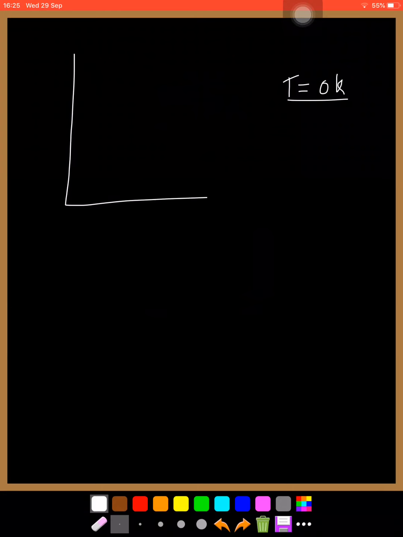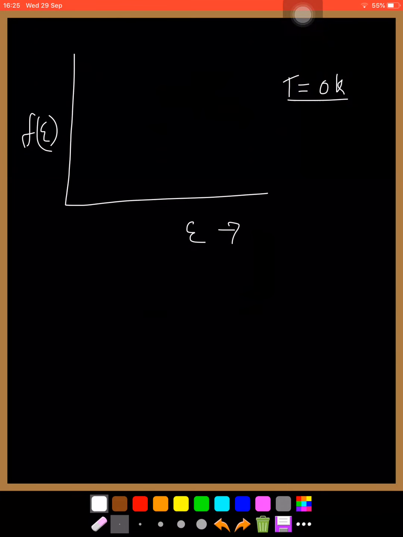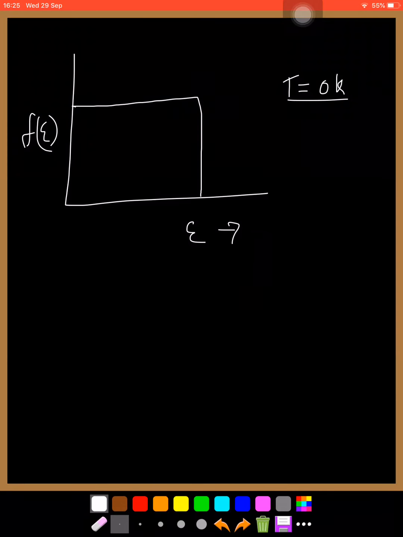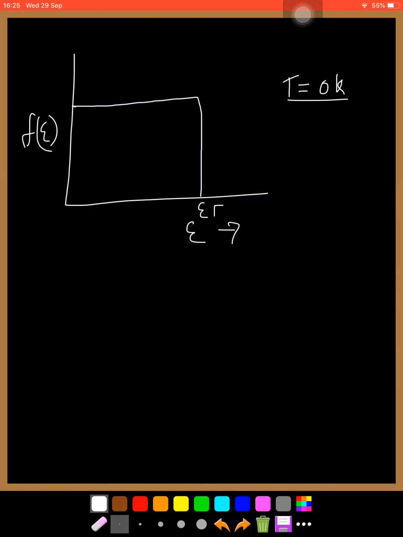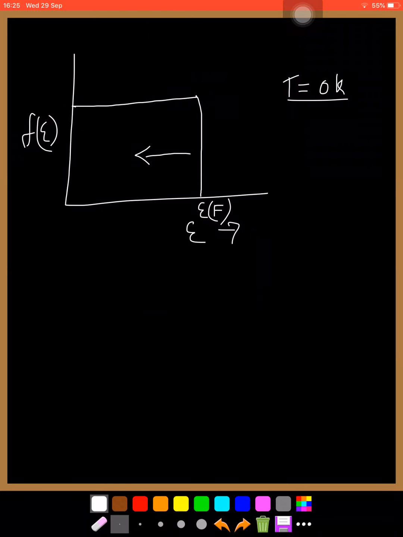So in a graph at T equal to 0 Kelvin, when we plot energy E and Fe, Fe is 1 up to energy less than EF. If this is the energy EF, then below EF, to the left of EF, Fe is 1. And at this condition Fe is 0. At E equal to EF, Fe drops to 0.